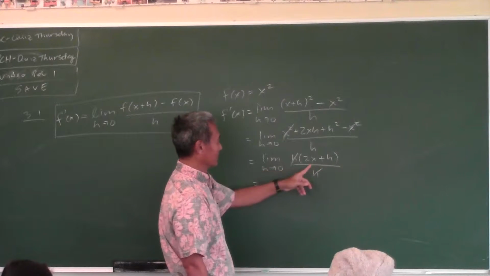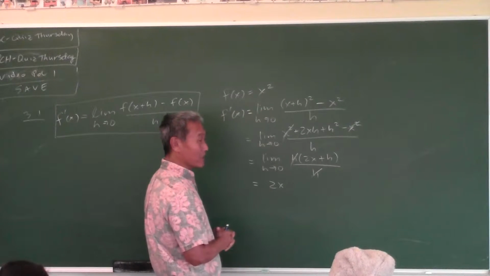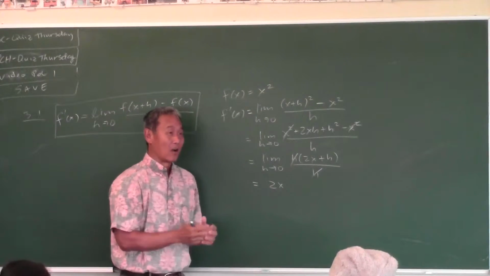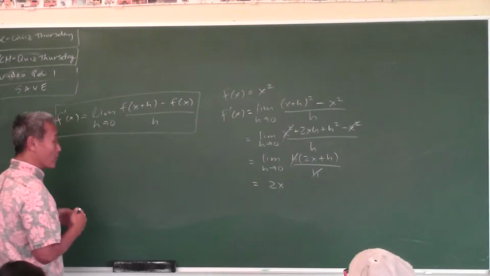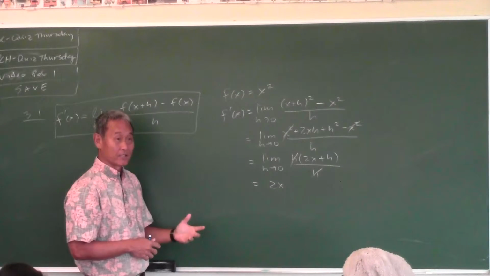2x. This is the derivative of that function. So if somebody were to ask you, what's the derivative of x squared? You say 2x. Now, what does that mean? The derivative is like a formula that computes the slope of the tangent line.